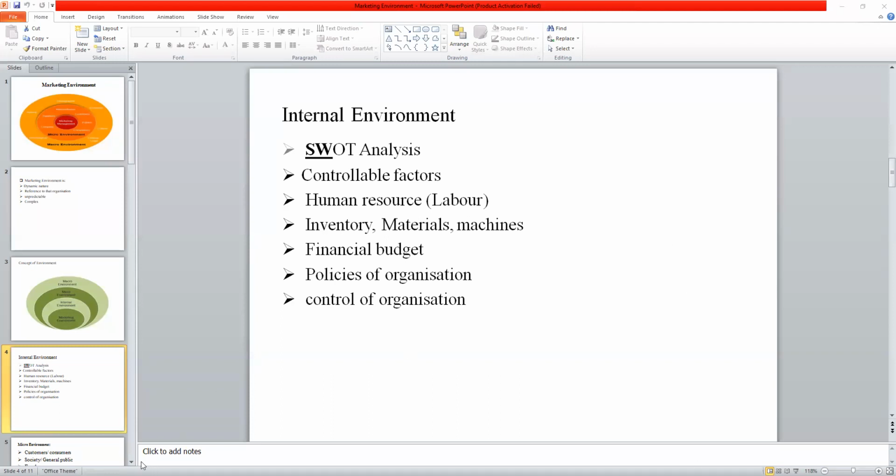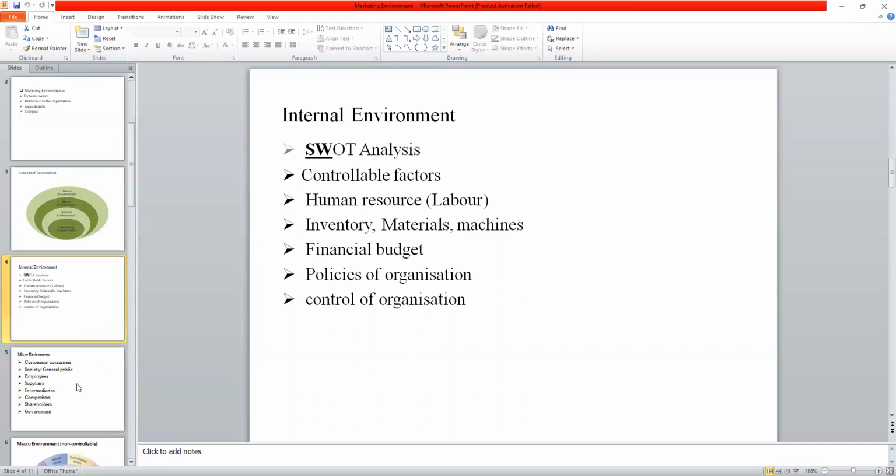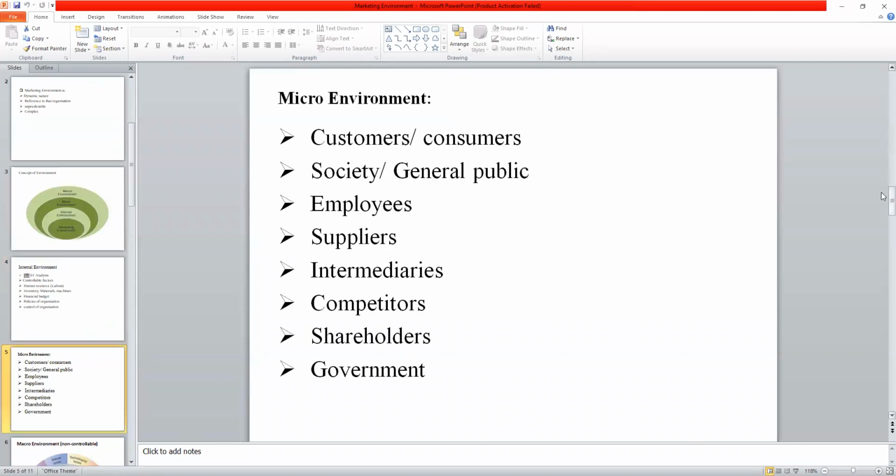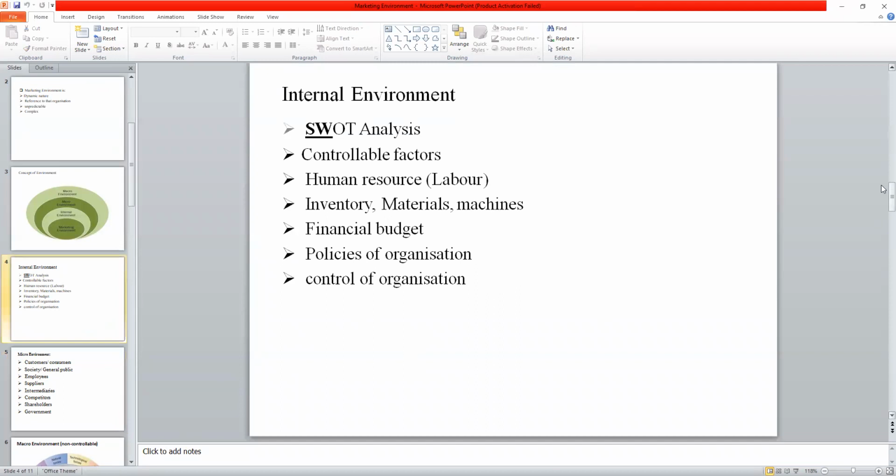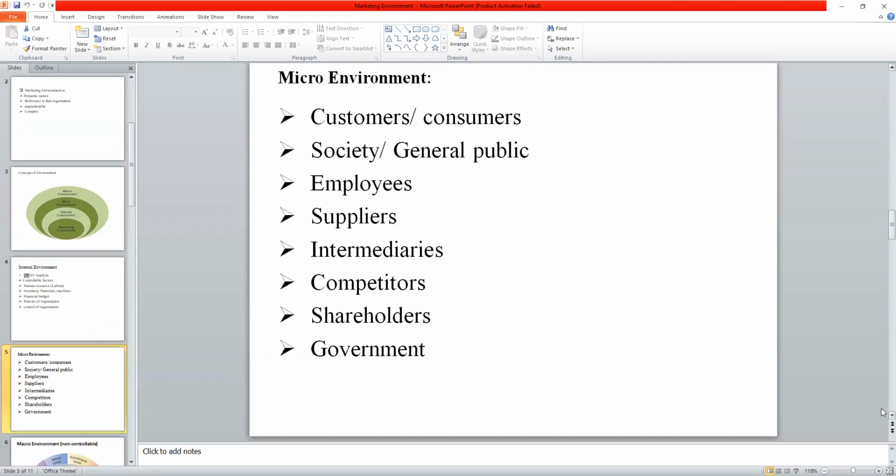Now we move to the next part, that is the micro environment. Here, the first and foremost part is the customers or the consumers. The behavior of customers is not at all predictable. If you take the example of Tata Motors, in 2008 they launched the Nano. What was the objective of introducing the Nano?